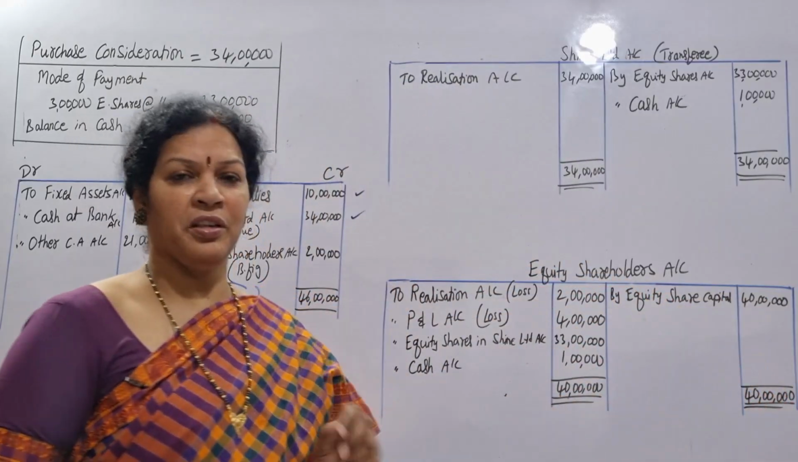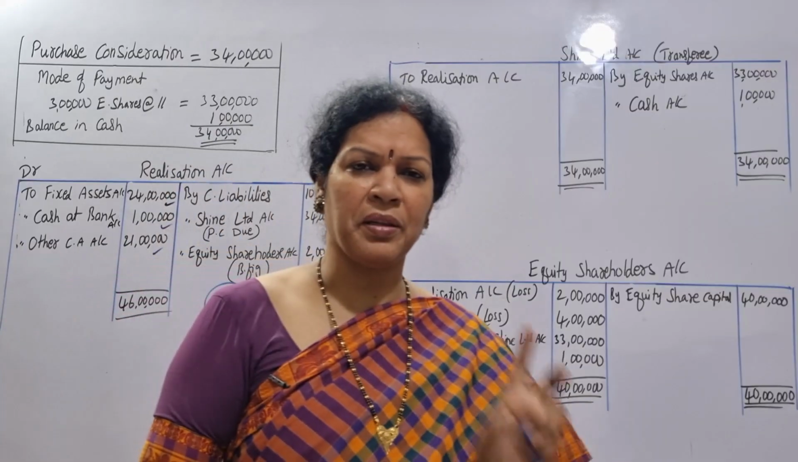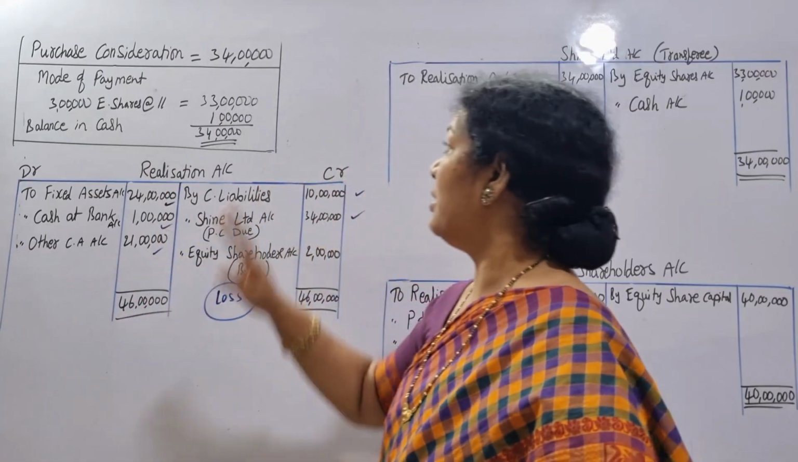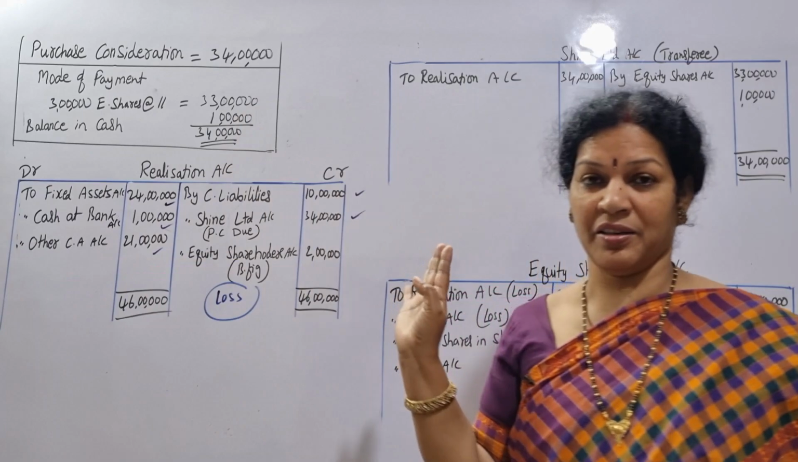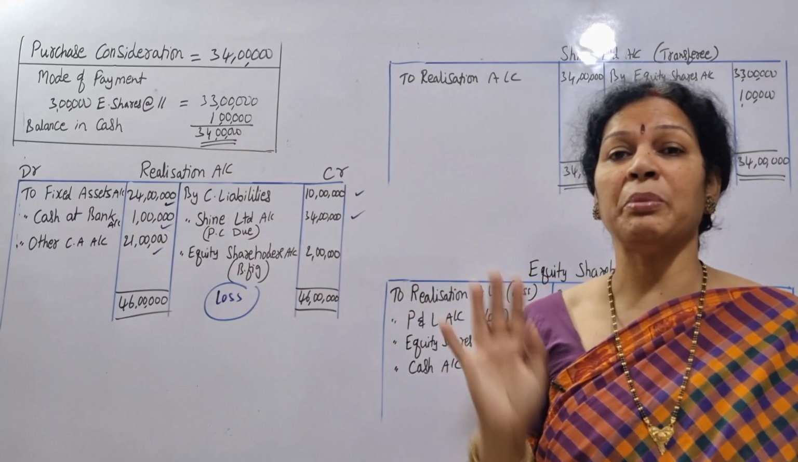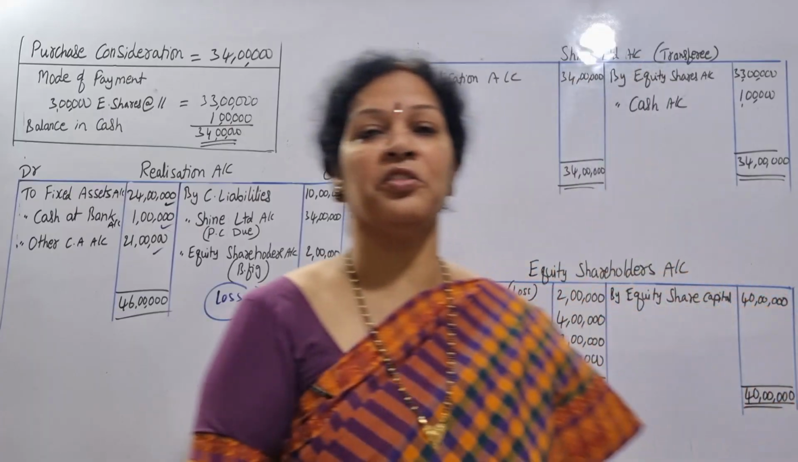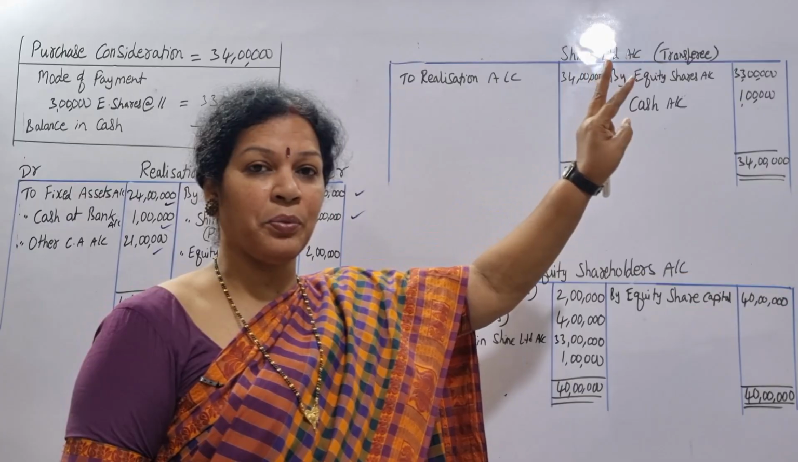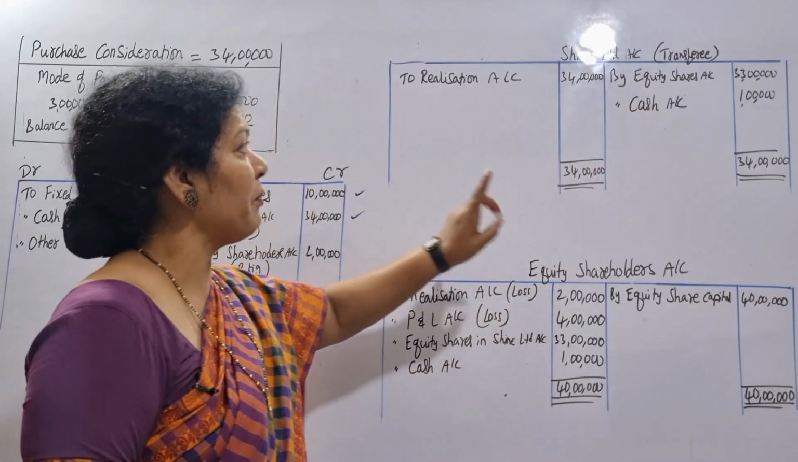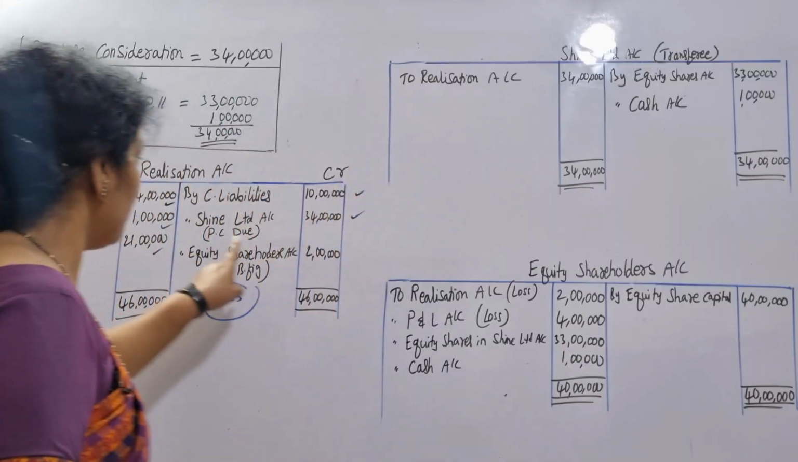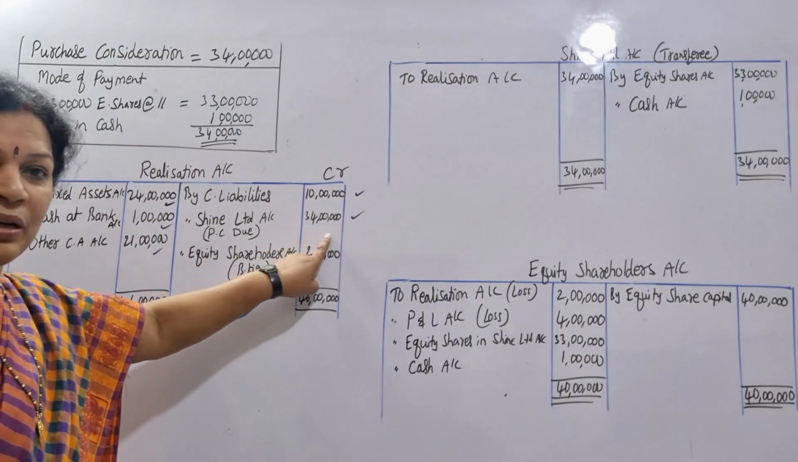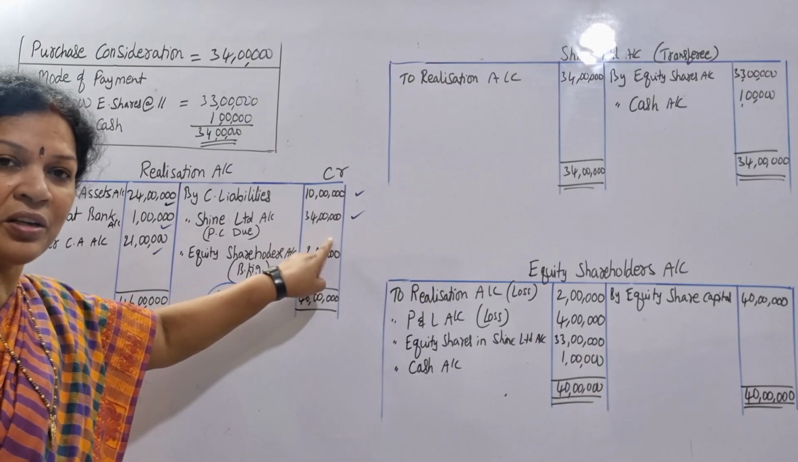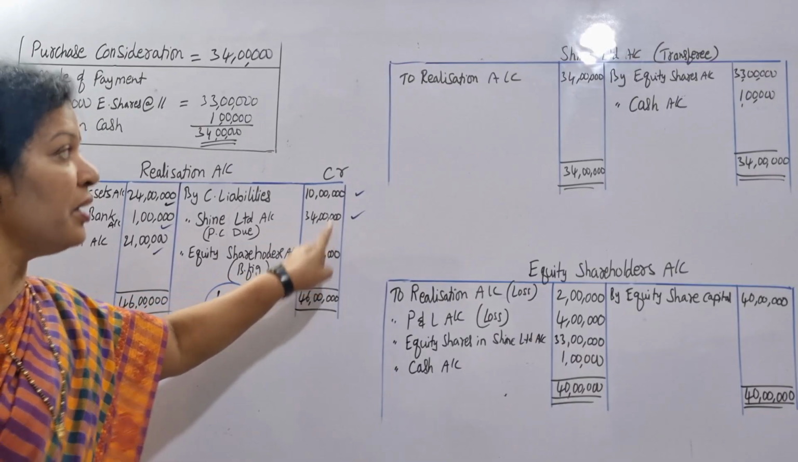Shine Limited. Simple, remember that the transferee has to make a payment of 34 lakh. How he is going to make the payment, that is what we are going to show in the Shine Limited account. You know that the due amount was written on the credit side of the realization account. 34 lakh. Transfer it.